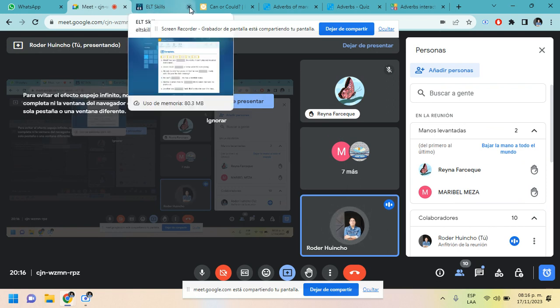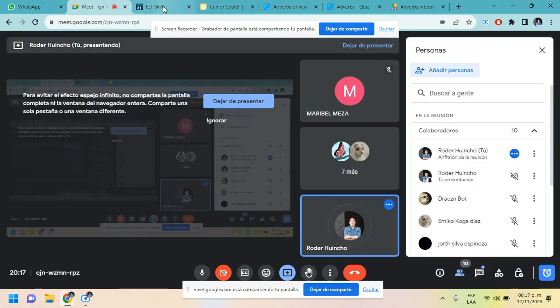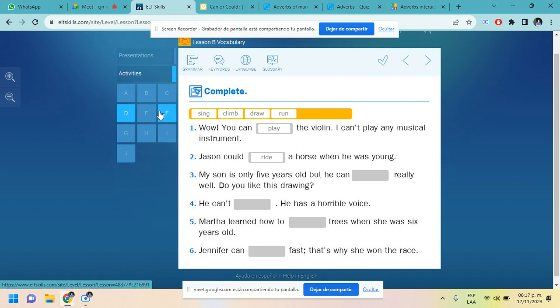Okay, Reina, Maribel, Reina, please, number one, read. No, it's not correct. What is the correct verb? Play, yes, it's not possible. Sing the violin, play the violin. Play, this is the correct action. Maribel, please, number two. Excellent. That is ride a horse when she was young. Very good. More volunteers, please raise your hand for number three, four, five, and six.